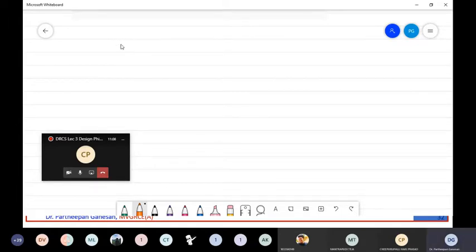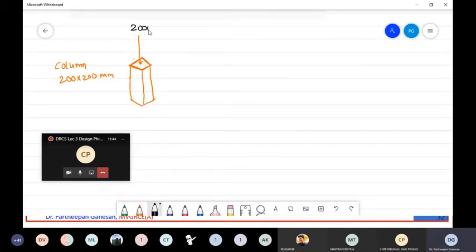Okay, so let us say you want to design one column. Let us say the column is of size 200 mm by 200 mm. This is the column, and its cross section is 200 mm by 200 mm. Length could be anything. And let us say an axial load of 2000 kilonewton is applied. 2000 kilonewton. Okay.